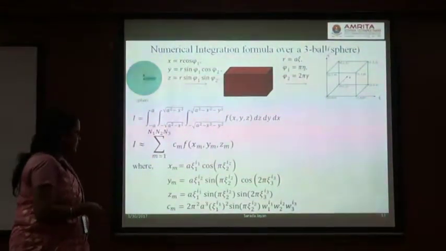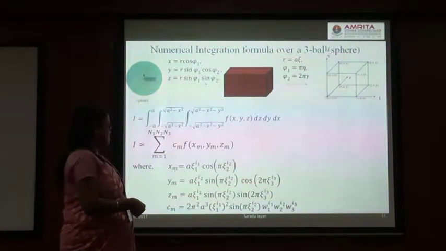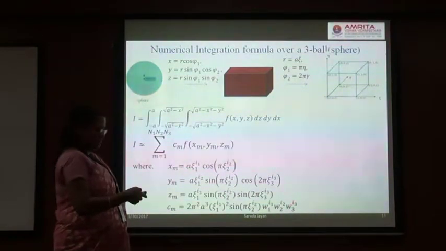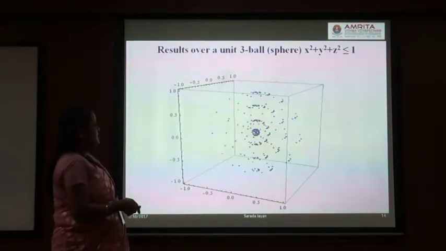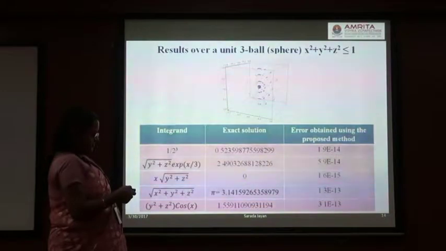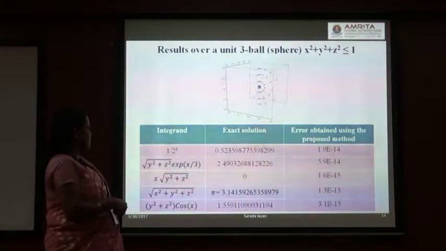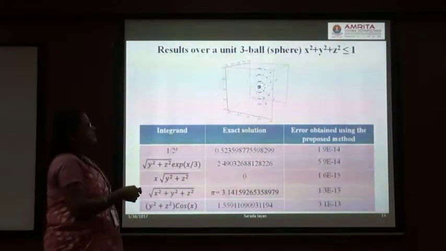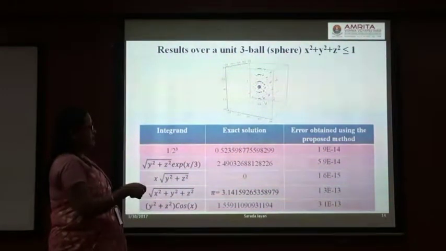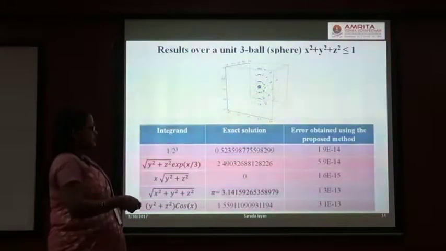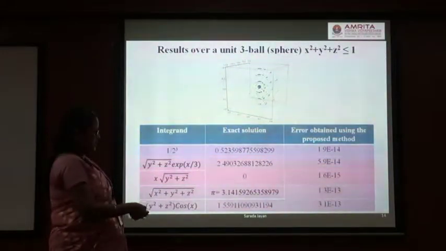So finally we get the nodes xm, ym and zm, and the weight, which is Cm, is given in this manner. The distribution of the points when you apply that formula is this. And we have taken a few functions for which we have done the evaluation. The exact solution for integration over the unit sphere, x square plus y square plus z square less than or equal to 1, is this. And this is the error obtained by applying the method. The third method is applied here for 3 dimensions. We are getting an accuracy of almost up to 13 decimal places.